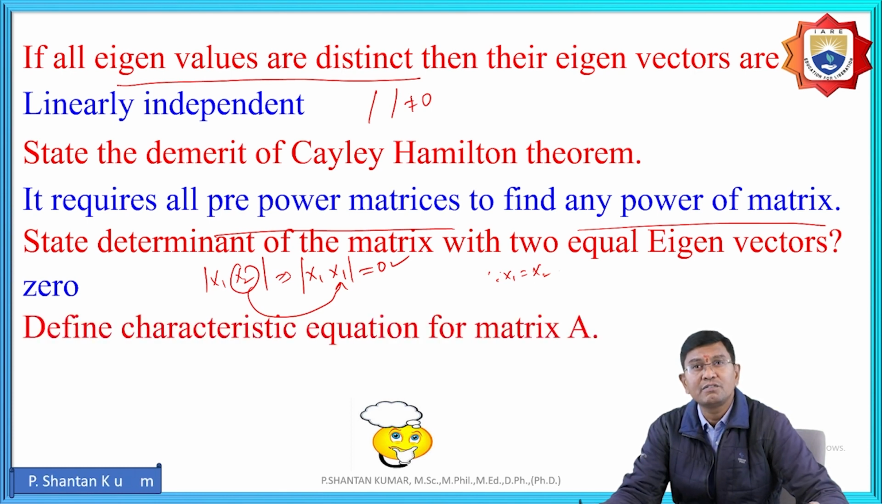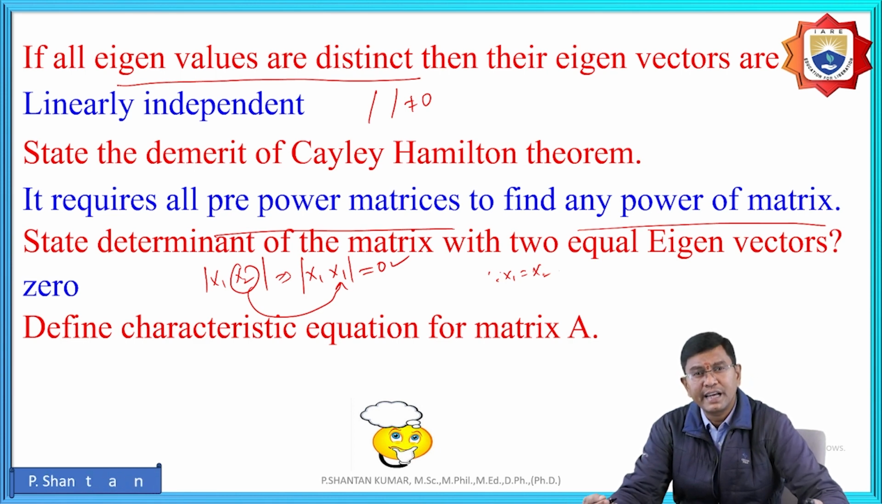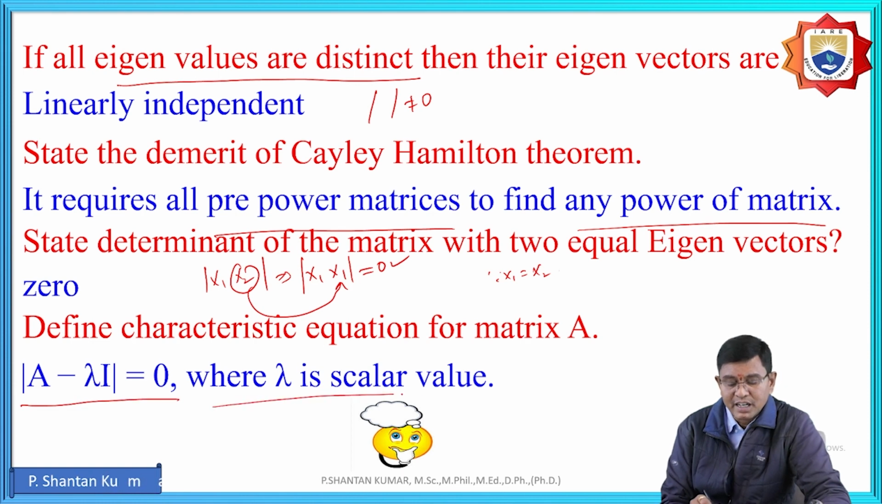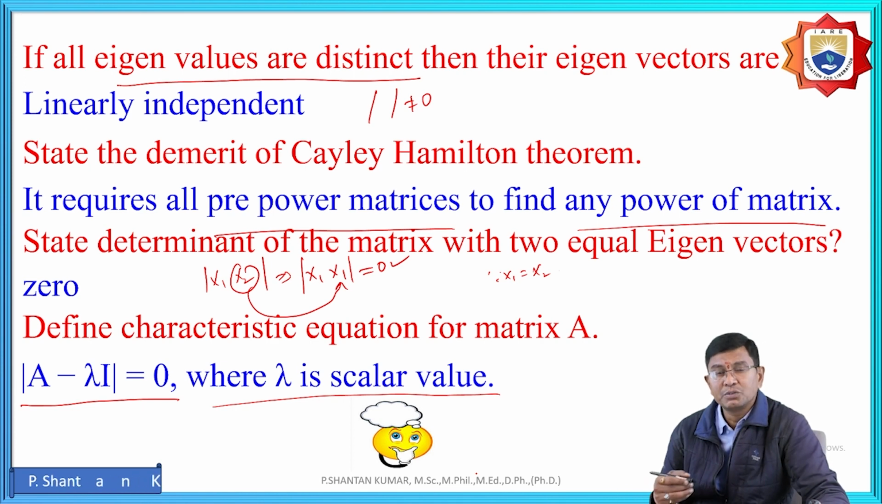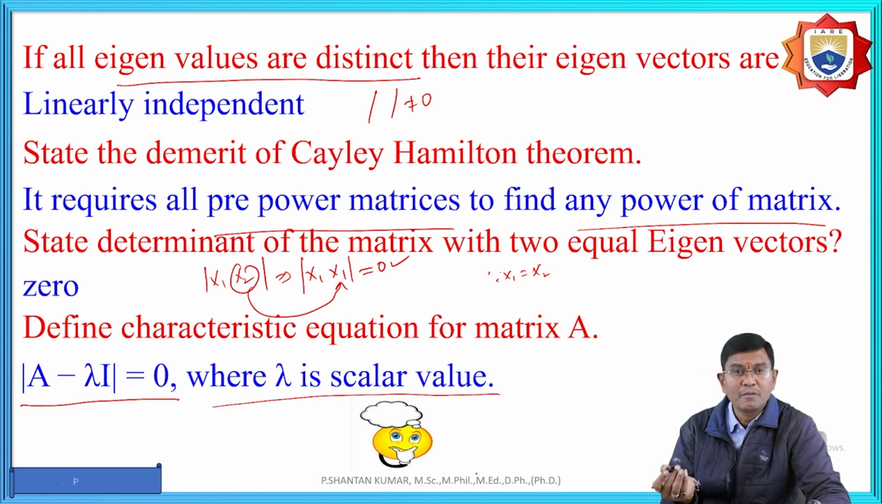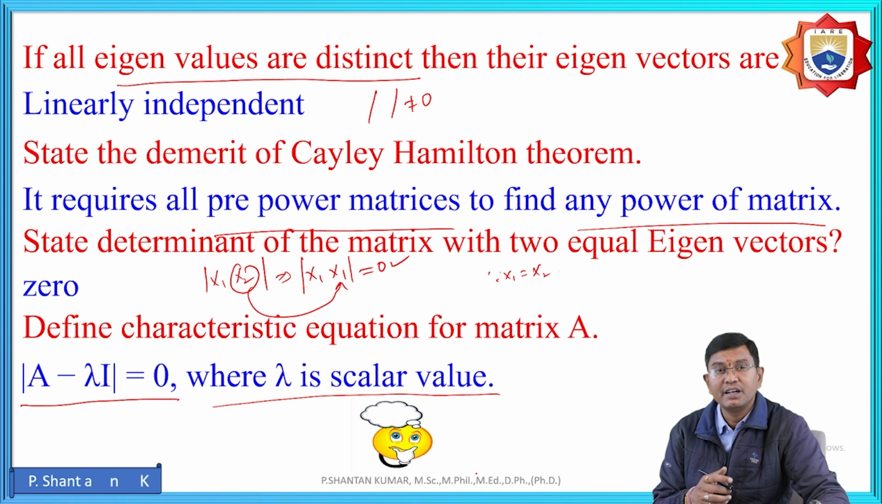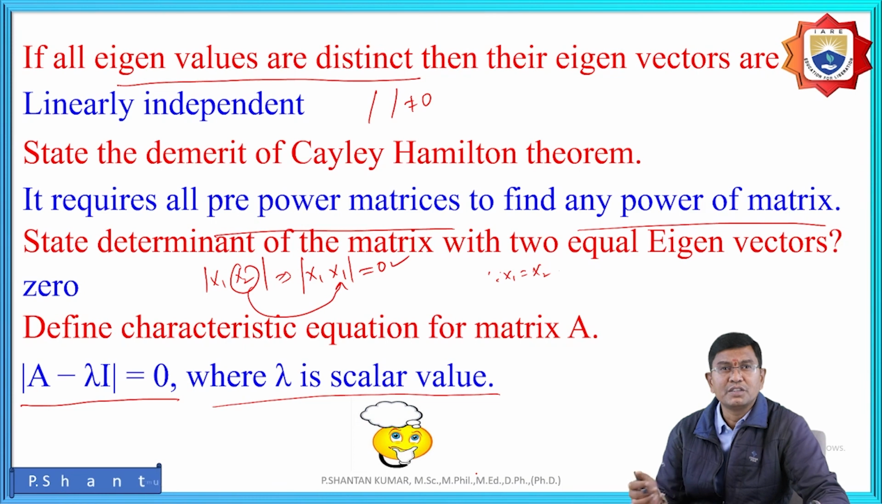Define the characteristic equation for the matrix A. With the help of the characteristic matrix, we find the equation equal to 0. That is, determinant of A minus lambda I equal to 0, where lambda is a scalar value. That is the characteristic equation of the given matrix, where A is any square matrix and I is the corresponding unit matrix of the same order. We find the determinant of A minus lambda I equal to 0, for 2 by 2 or 3 by 3 matrices.